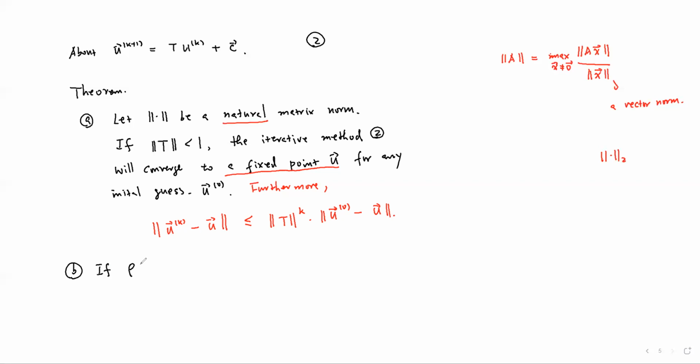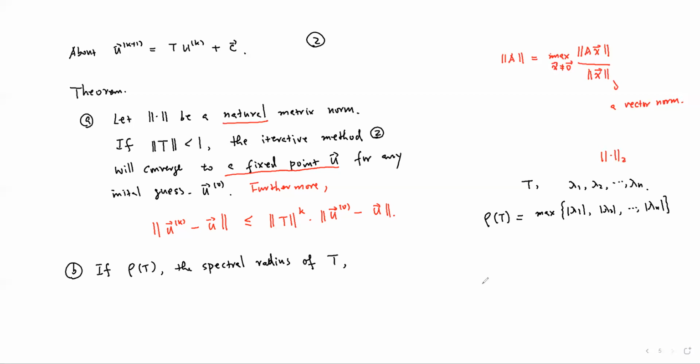If rho of T, what is rho of T? Spectral radius of matrix T. What does it mean? I assume T is an n by n matrix, so T has n eigenvalues. Take the absolute value of each eigenvalue, then take the maximum. This maximum is called rho of T, the spectral radius of the matrix T.